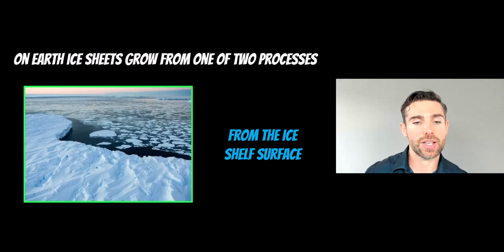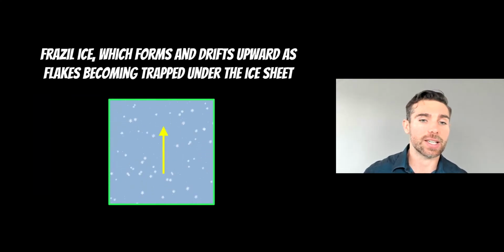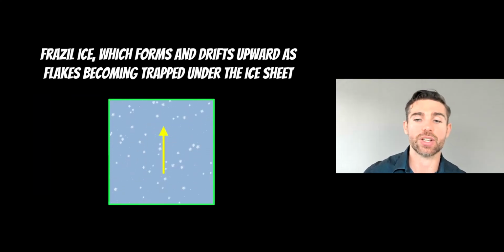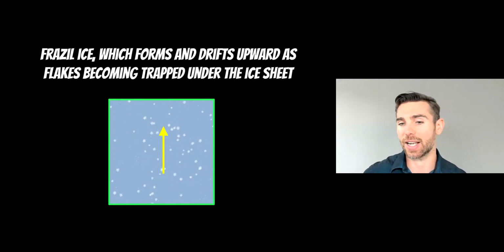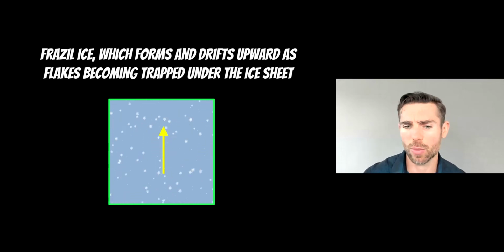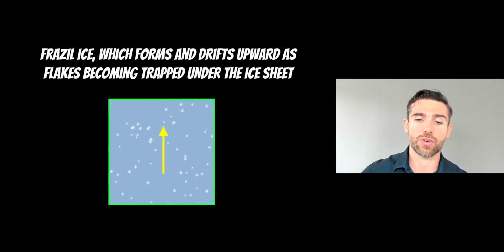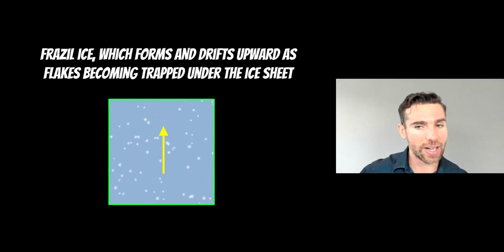So on Earth, there's a few ways in which you can grow these ice sheets. One of them is from the ice shelf surface itself. So the ice surface grows essentially on the surface like that, and that's one way that it can grow. And then the other way is this frazzle ice, which forms and then drifts upwards as flakes that get trapped underneath the ice sheet. If you have this ice sheet already there, formed from the other process, you then have this other formation process where you've got these kind of fluffy flakes floating upwards that then get stuck underneath the ice sheet.